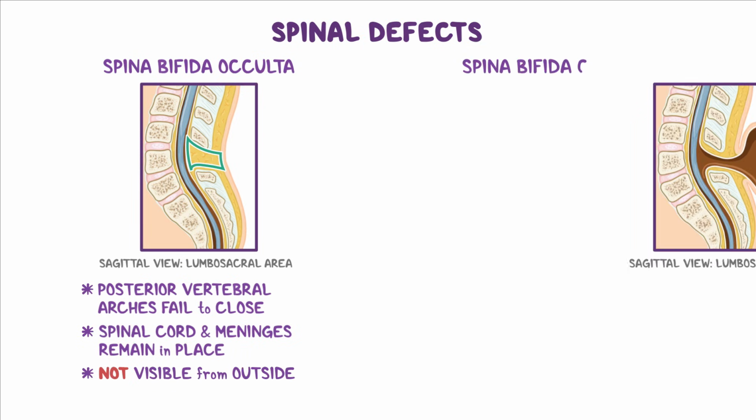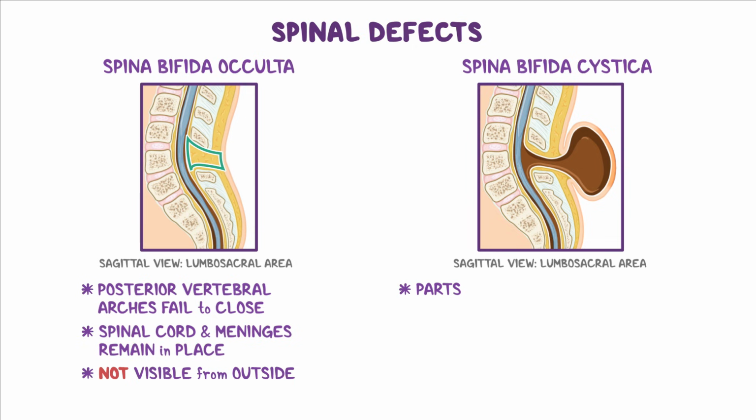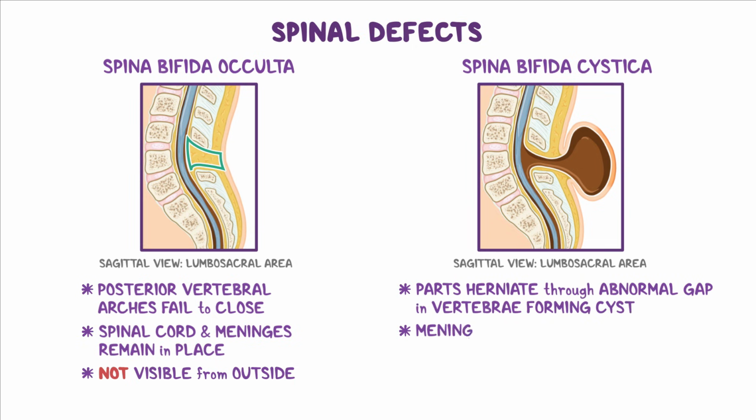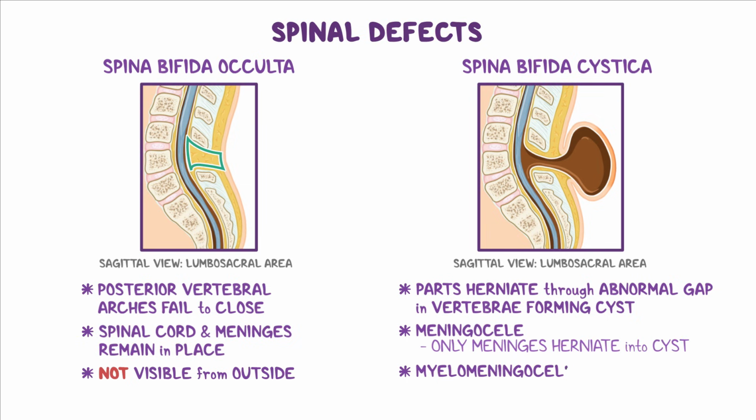Then, spina bifida cystica is when parts of the spinal cord herniate through the abnormal gap in the vertebrae, forming a cyst. A meningocele is when only the meninges herniate into the cyst, while a myelomeningocele contains the meninges and spinal cord.